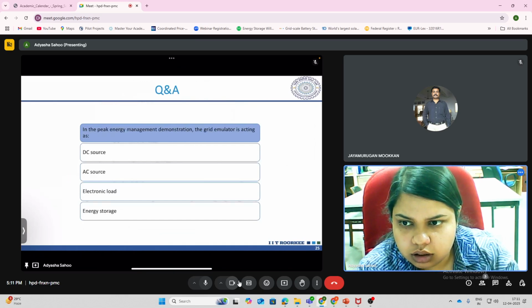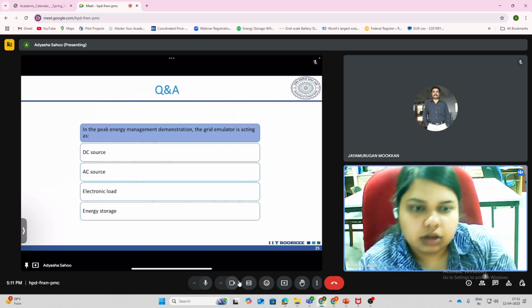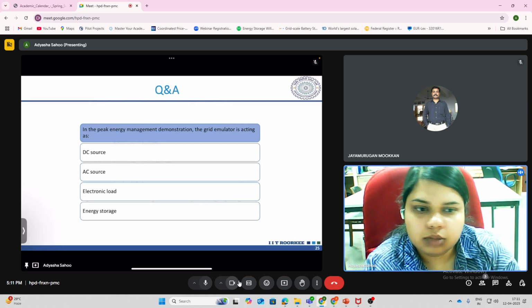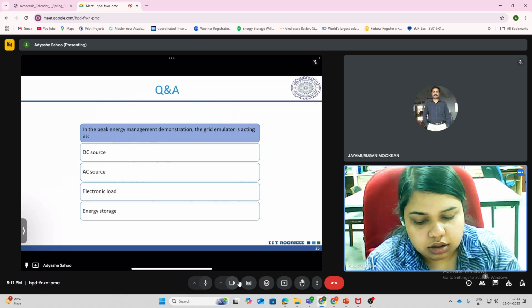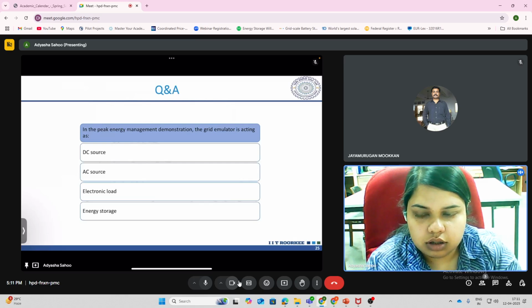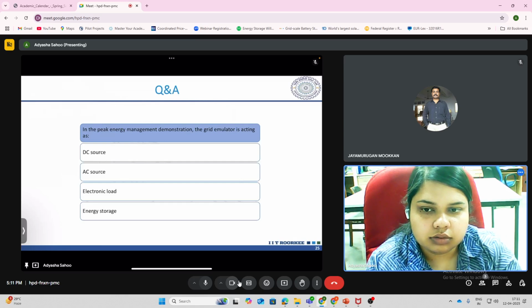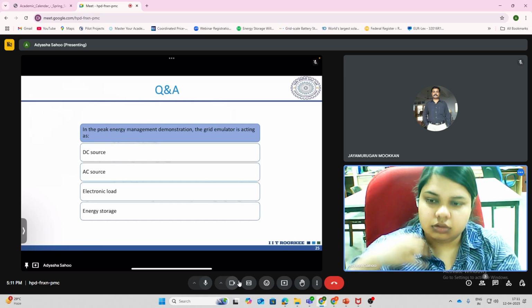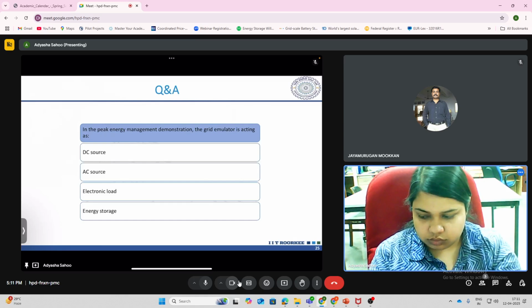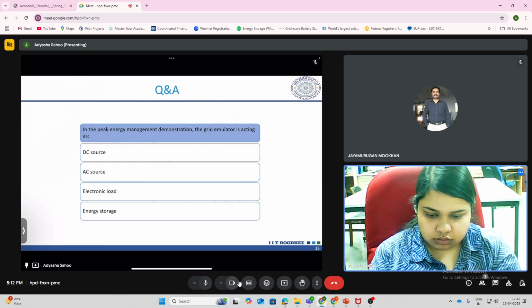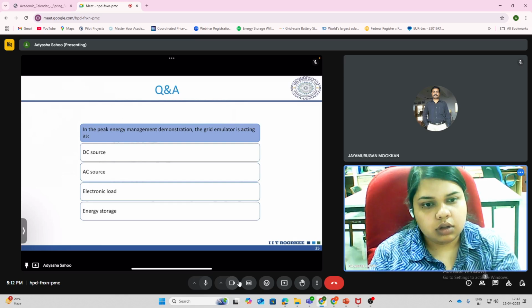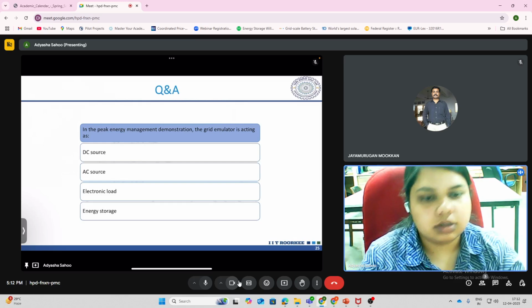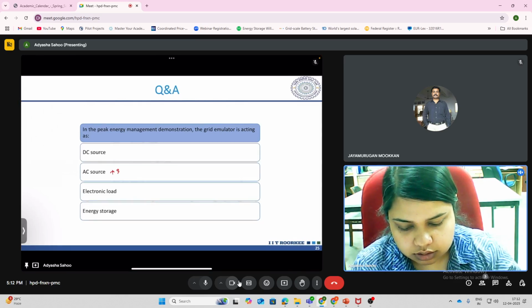In the peak energy management demonstration, the grid emulator is acting as a DC source, AC source, electronic load, or energy storage. It was acting as the AC source plus the energy storage.